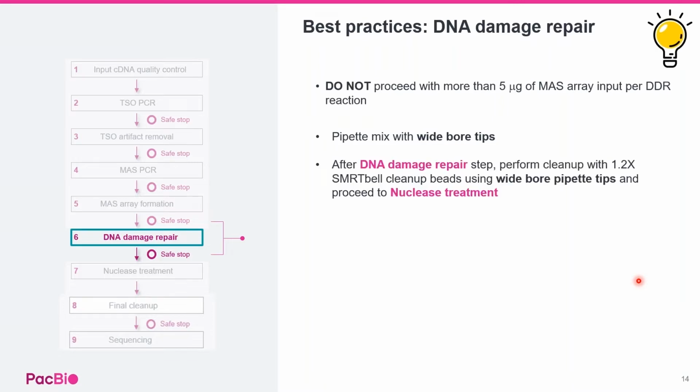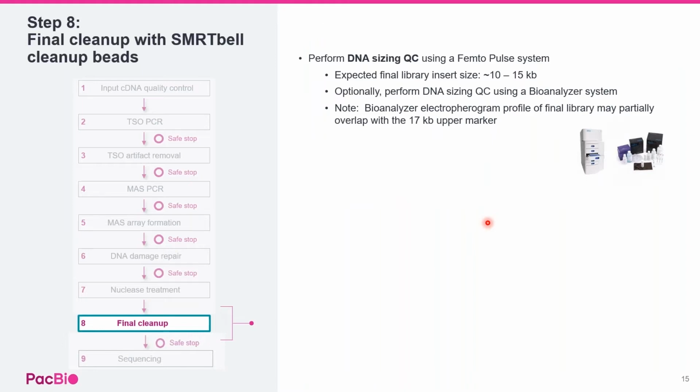After the DNA damage repair step, perform cleanup using 1.2x SMRTbell cleanup beads using wide bore pipette tips, and then proceed with step 7, which is the nuclease treatment step. In the nuclease treatment step, nuclease mix is added and the sample is incubated for 1 hour. After nuclease treatment, final cleanup is performed using SMRTbell cleanup beads, and then the library QC is performed by determining DNA sizing using the Femto Pulse system. So the expected final library size should be around 10 to 15 kb.